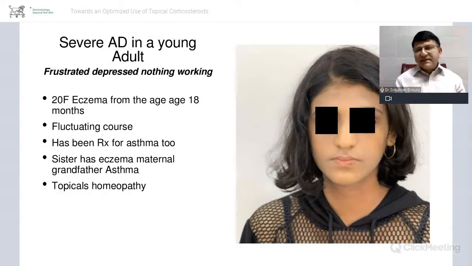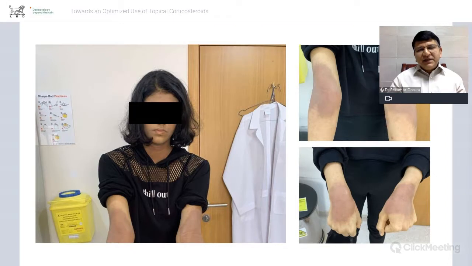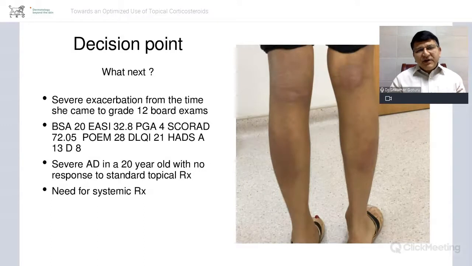We all know the importance of the other type 2 conditions, the so-called associations of atopic dermatitis: asthma, hay fever, and food intolerance and things like that. She had tried everything, including the topicals, topical steroids, topical calcineurin inhibitors, moisturizers, the usual stuff, and she had even tried homeopathy. Actually, this is how she looked when I saw her on the first day. The story was that severe exacerbations had started by the time she came to her grade 12 board examinations. Stress, we all know, can make the eczema worse.